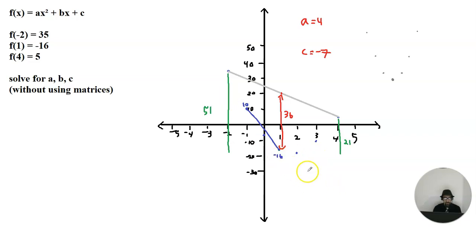Negative 16 minus 10 is going to be negative 26, divided by a width of 2. You get negative 13, and you can get b equals negative 13 that way.